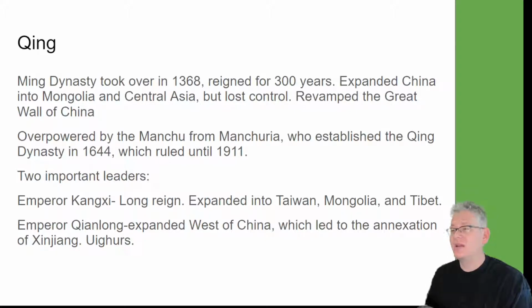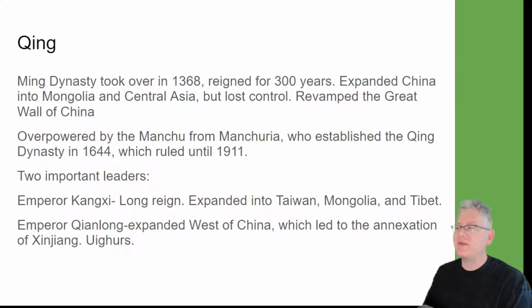Emperor Qianlong will expand west of China, which will lead to the annexation of a place called Xinjiang and the Uyghur people. That word is pronounced Uyghurs. This has become a controversial issue lately. The American State Department talks a lot about how these folks are being particularly abused by the Chinese government right now. They are Muslims in a place where that's not as acceptable in China, and there are reports of them being rounded up into camps.